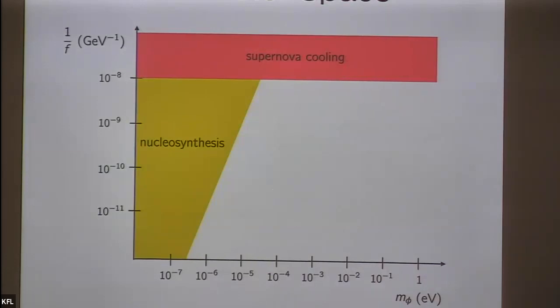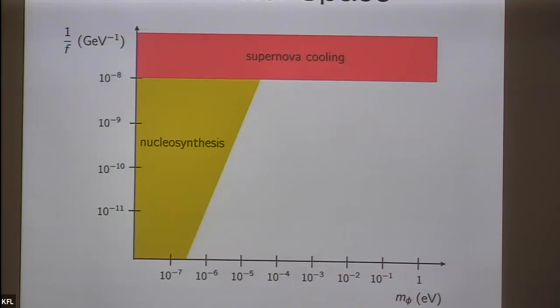So here's the parameter space. This is the kind of plot that you always see in these light dark matter type plots. Here's the coupling strength, so this is 1 over F, and this is the mass. Of course, it's a log plot. And here are the two constraints that I just talked about: the supernova cooling and the nucleosynthesis constraints are like this. I believe there are no other constraints in the current literature in this white region.